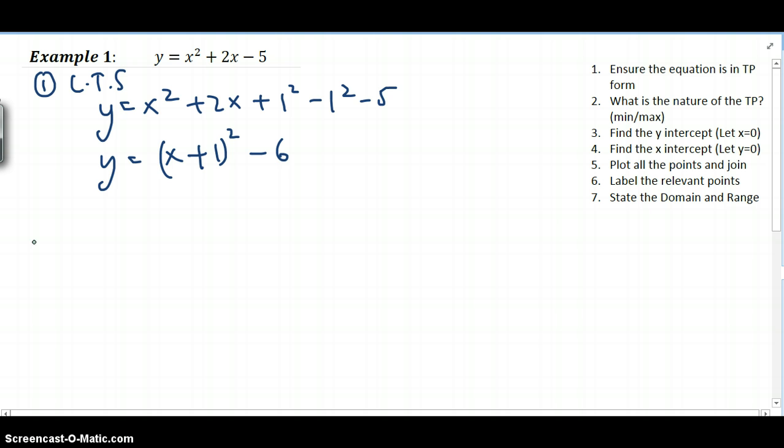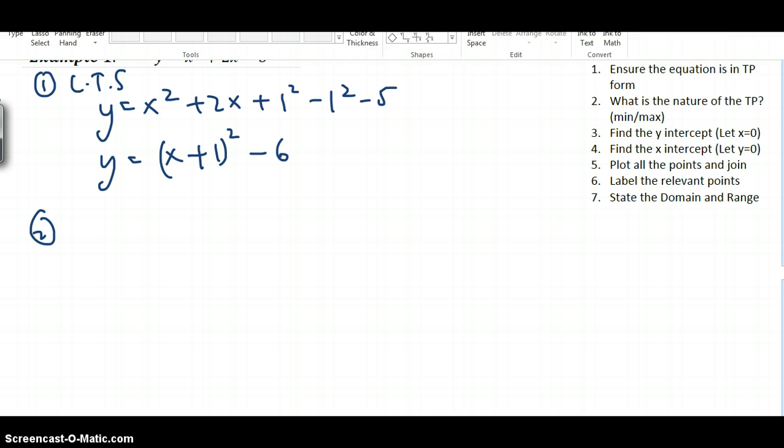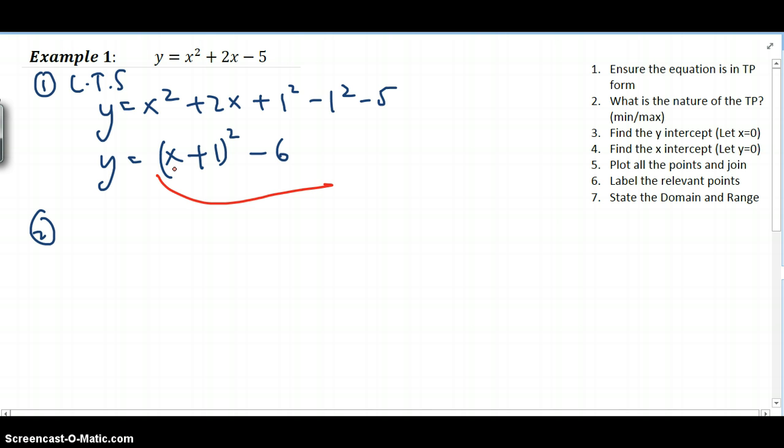So, question 2. Question 2 says, what is the nature of this turning point? So the nature of this turning point is determined by the number in front of, or the dilation factor, or the sign of the dilation factor. So in this case, the dilation factor is just 1. So since the dilation factor is 1, what we can say is that the graph is going to be a positive parabola. So since a is positive, the graph will be looking like this.